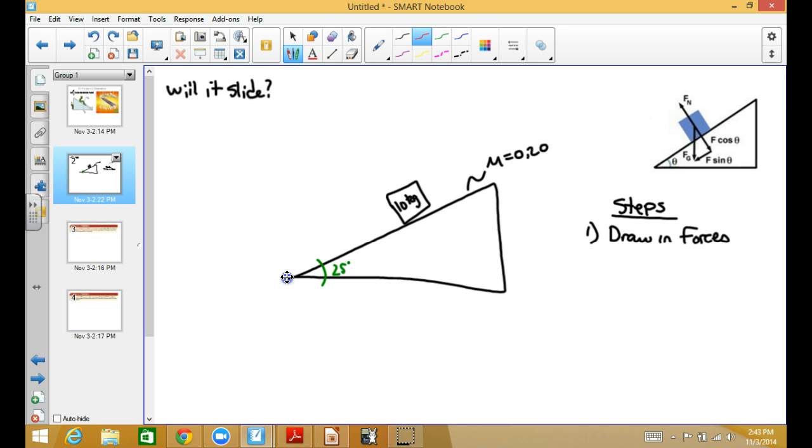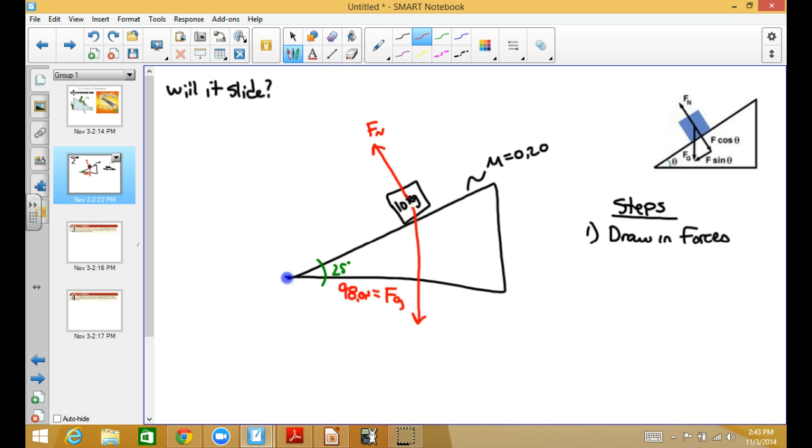So the forces that are acting here, the first force I've got is the force of gravity. And I actually know the force of gravity because it's mass, 10 kilograms, times the acceleration of gravity, 9.8. So I'm just going to assume that I gave it three significant figures, so it comes out to be 98.0 Newtons. I also know there's a normal force.